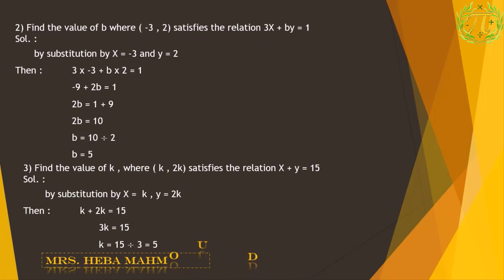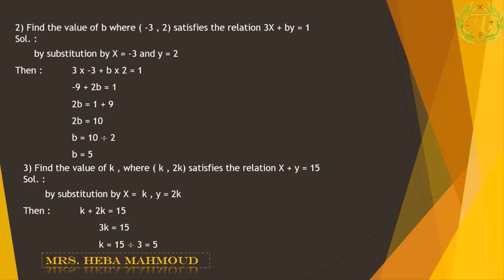Example 2. Find the value of b where (-3, 2) satisfies the relation 3x plus by equals 1. Solution: we substitute the ordered pair, the value of x as -3 and the value of y as 2, in the relation 3x plus by equals 1 to find the value of b. So 3x means 3 times x, so it will be 3 times -3 plus b times y, and the y here we substitute by the value of 2, equals 1. So -9 plus 2b equals 1.